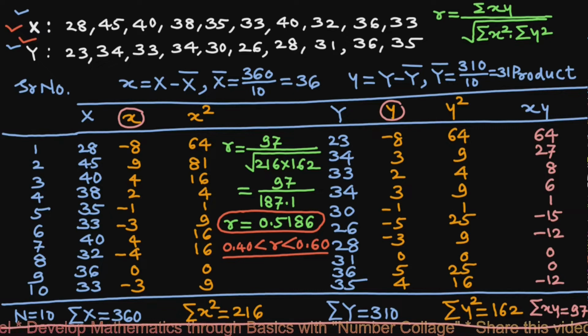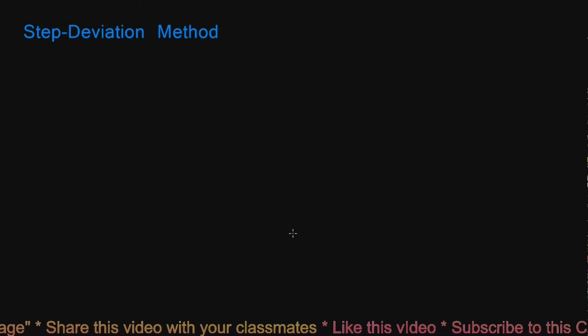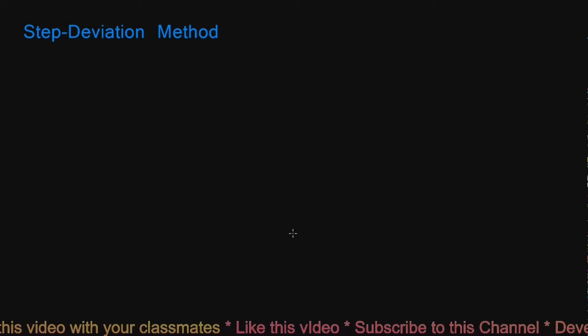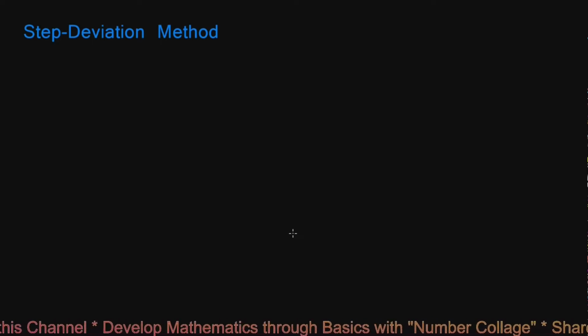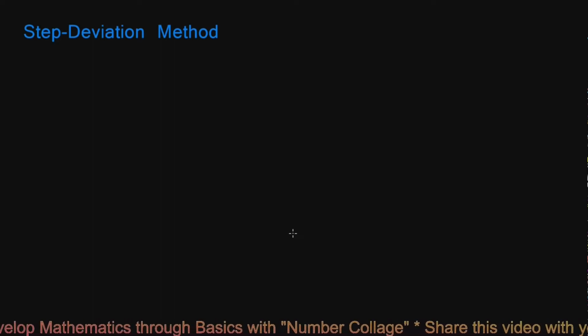So this is the inference that we can draw from this value of r. In the second method of calculating coefficient of correlation, we use the step deviation method. Step deviation method is used to further simplify the calculations which need to be done in the tabular form. So let's see how step deviation method is used to calculate the coefficient of correlation.